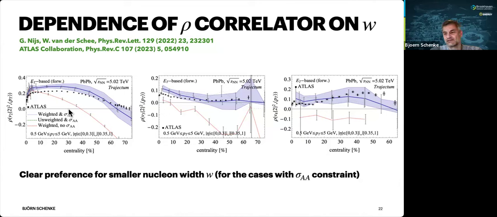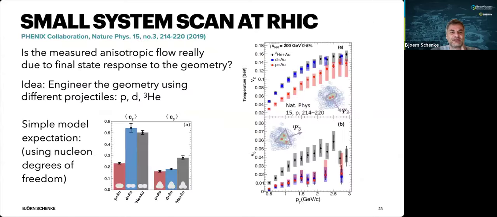Don't worry about the weighted, unweighted. That's really sort of how much they weigh different observables in their Bayesian analysis, depending on how large the errors are. But you see that in particular for rho 3 here, the data is much better described. Data is just these solid blobs by this blue band, which includes this constraint and uses a smaller nucleon size than the red one. So again, this is a consistent picture that says we need a nucleon size of like 0.5 Fermi or smaller, and not 1 Fermi.